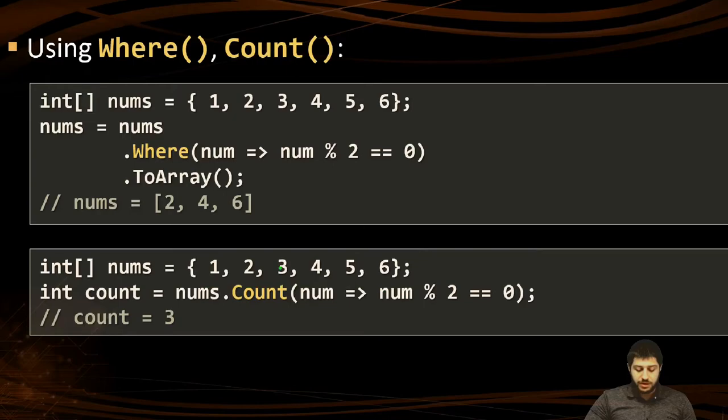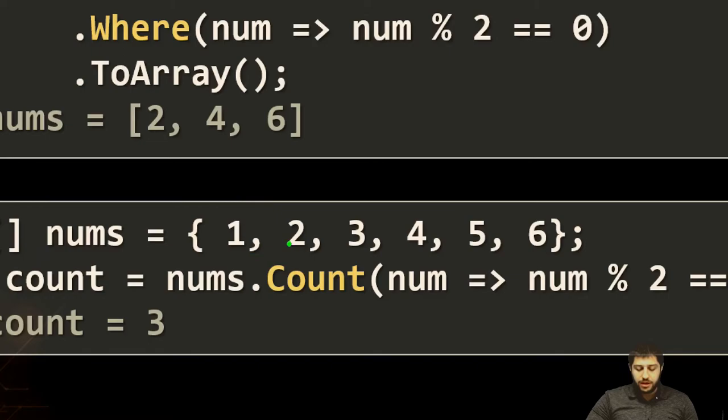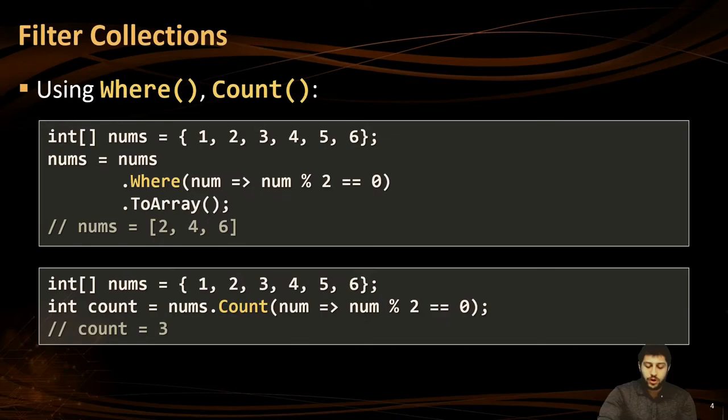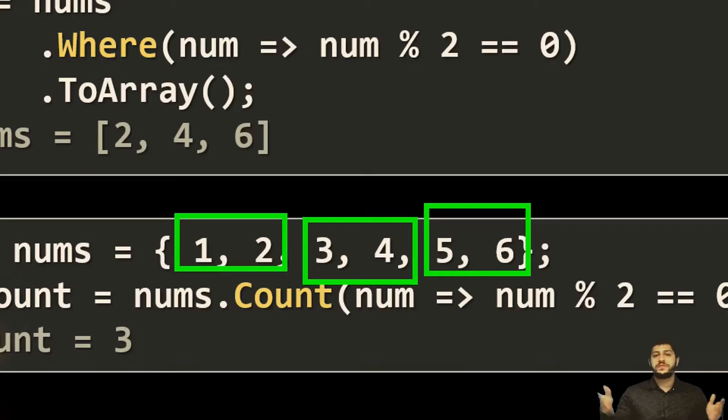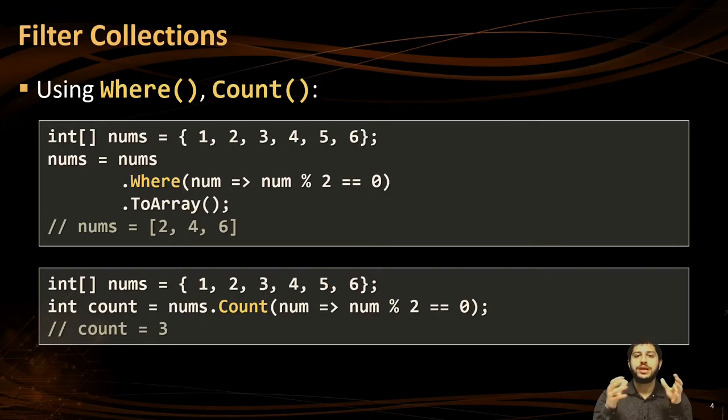And if you see here, 1 is not even, it's an odd number, 2 is even, 4 is even, 6 is even. Therefore, count produces 3, not 6, because this is 2, 4, 6 items. So there is a total of 6 items inside the array, but because count only counts the items that conform to the rule that was given here with the lambda, it only counted 3 items, because only 3 items conform to this rule. And this rule is that the element must be even.